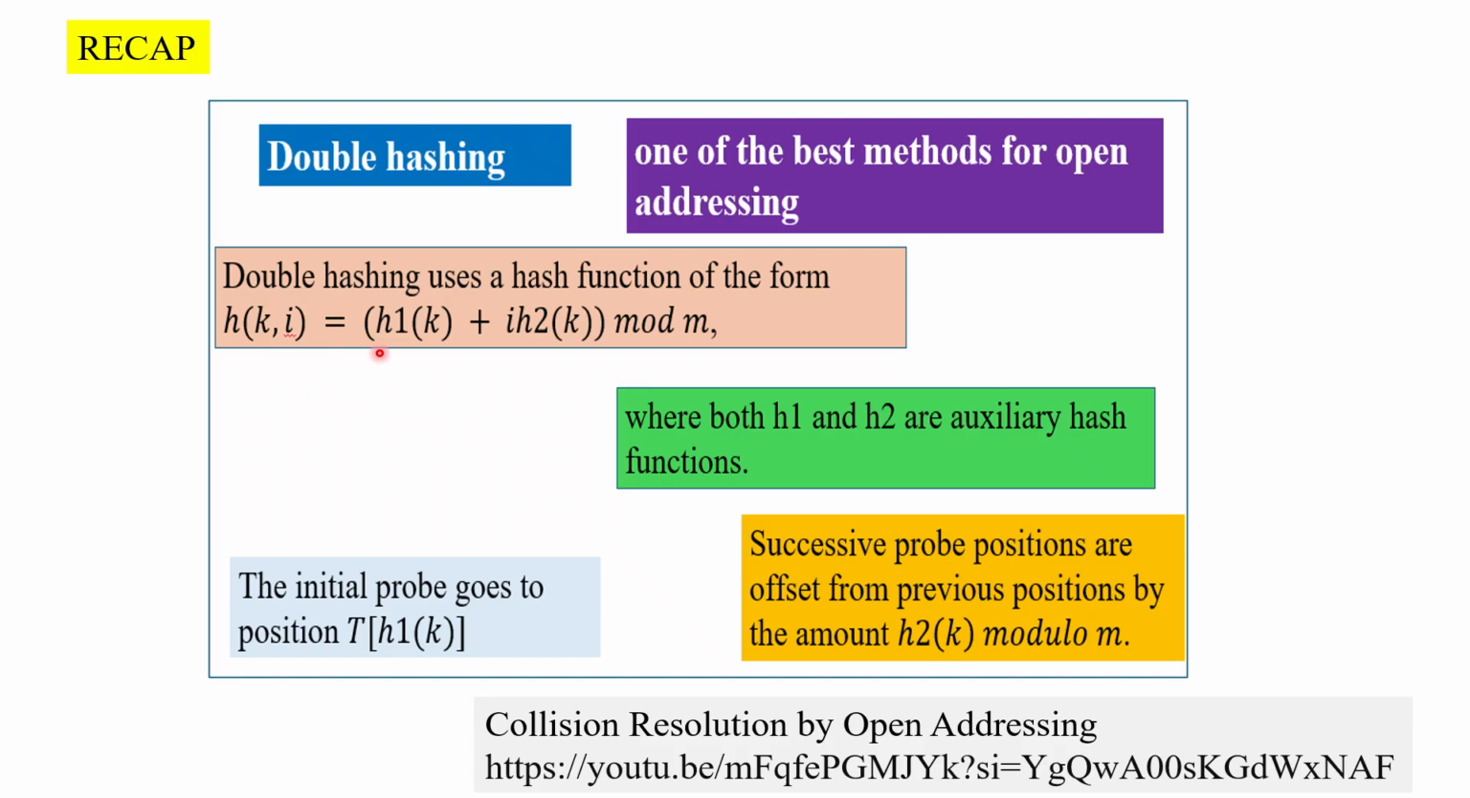It uses a hash function of the form h(k, i) = (h1(k) + i * h2(k)) mod m, where i is the probe number. So this probe number has been included in the hash function. The initial probe goes to the table location h1(k). Successive probe positions are offset from the previous positions by the amount h2(k) modulus m.